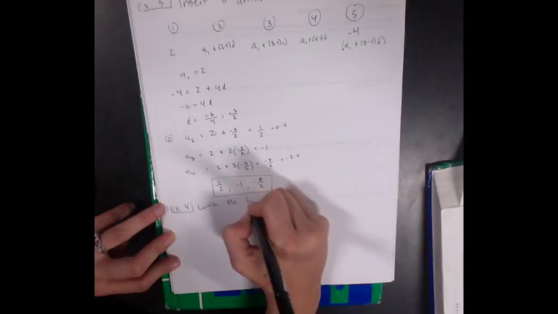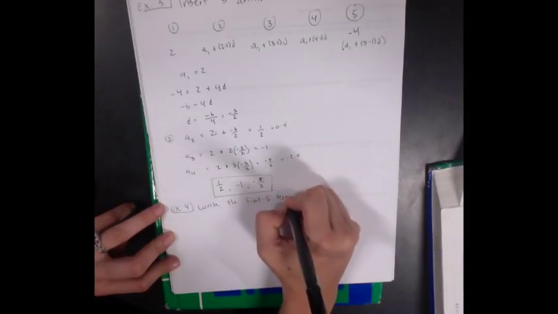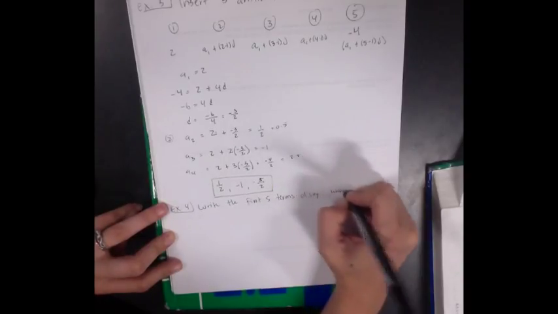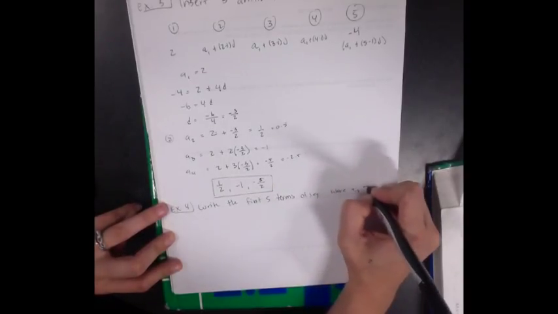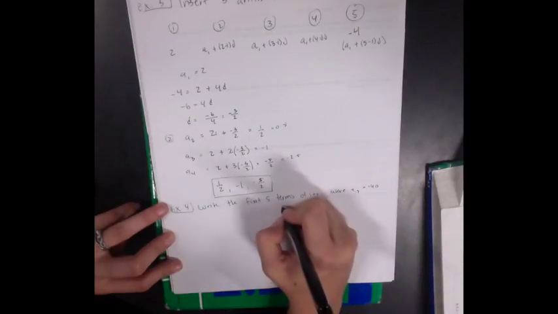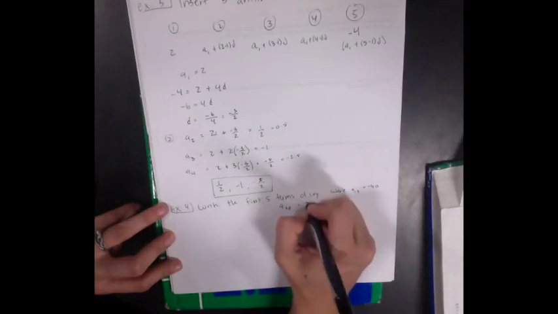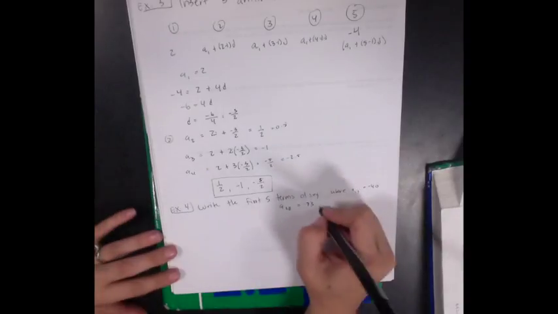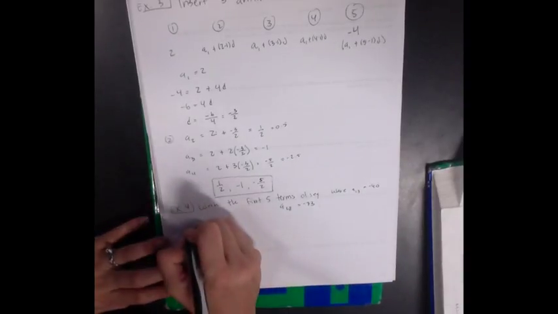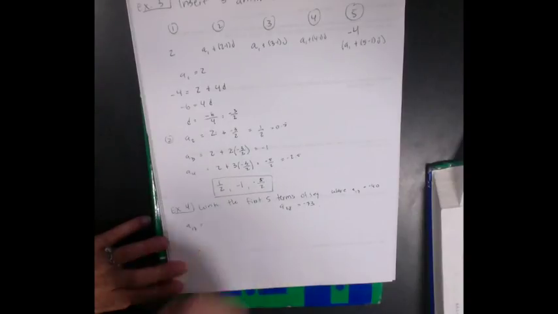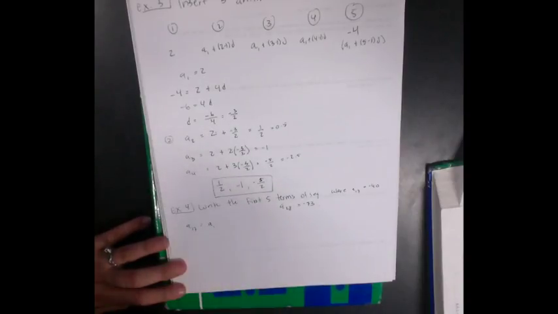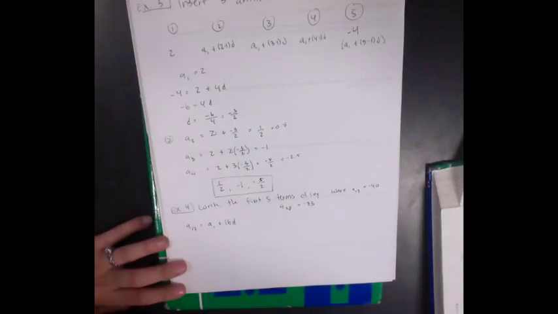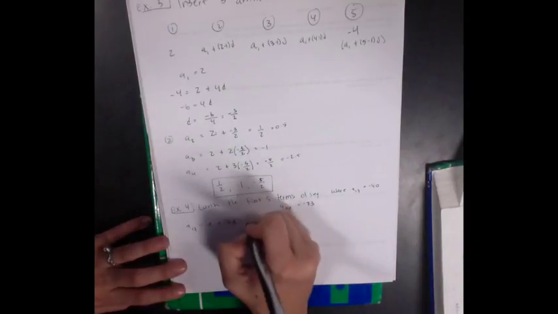Write the first 5 terms of a sequence where a sub 17 is negative 40 and a sub 28 is negative 73. All right, this one's a little bit trickier. We have to set up a couple equations. So a sub 17, we know, is going to be a sub 1 plus 17 minus 1, which is 16, times d, and this gives me negative 40.